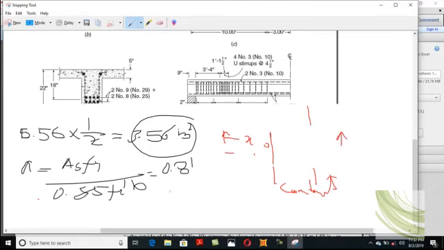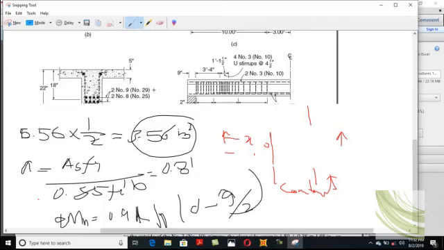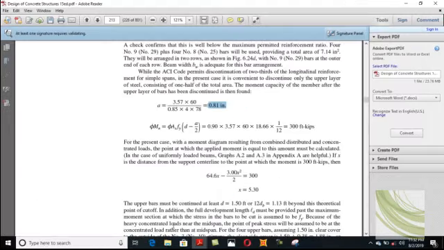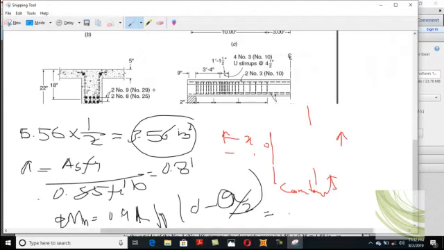Now if you discontinue 1/2 the bars, what will be your design capacity? Clear? What will be your design capacity? 0.9 As Fy into d minus a over 2. Clear? This is d minus a over 2. So your design capacity will be 300 kip-foot. Now your design capacity gets reduced.